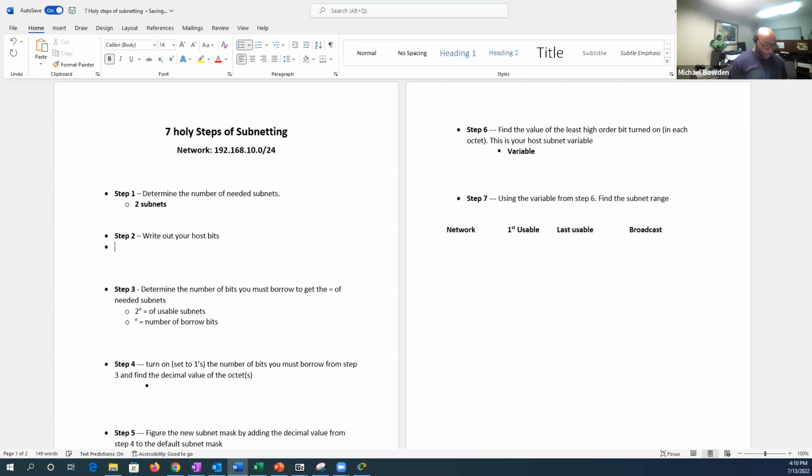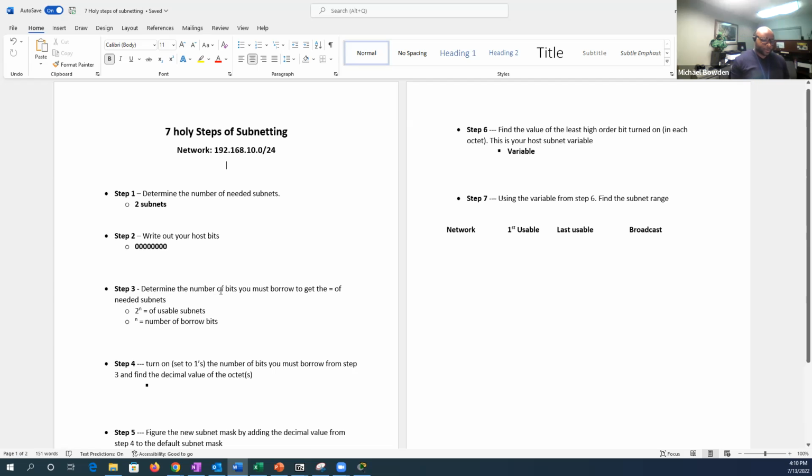So writing out our host bits, we're going to have 1, 2, 3, 4, 5, 6, 7, 8. What I'm doing is writing out this last octet, because this is where our host bits are going to be. Right now we have a /24, which means 192.168.10 is our network portion, and the .0 here is going to be our host portion. So you write out your host bits, and I'm writing that out in binary here.